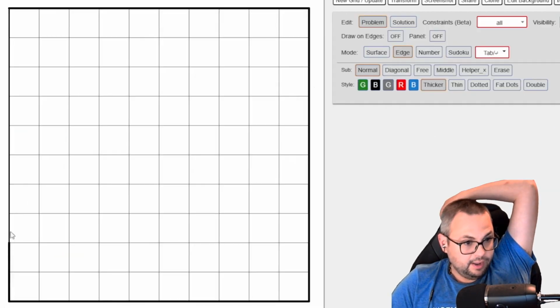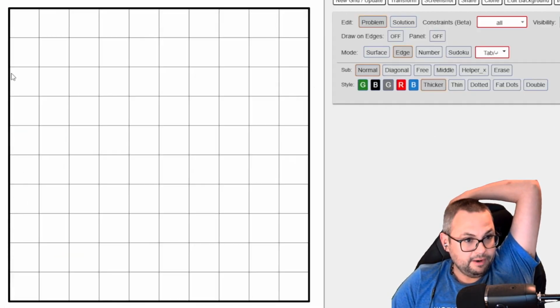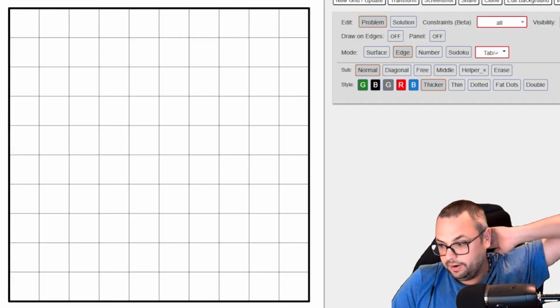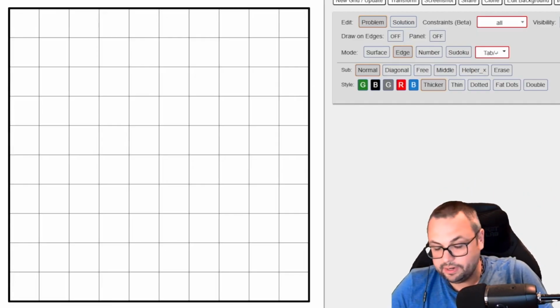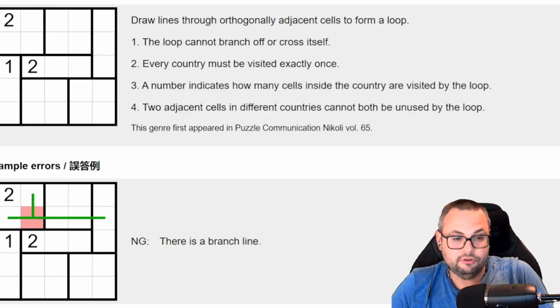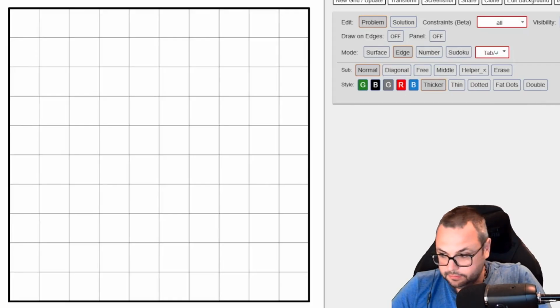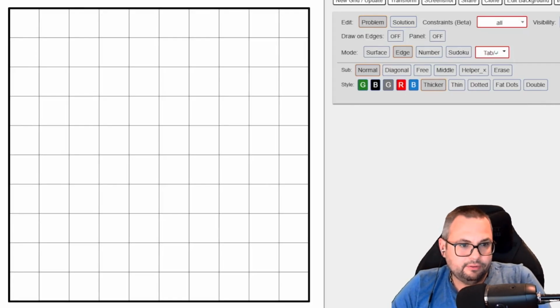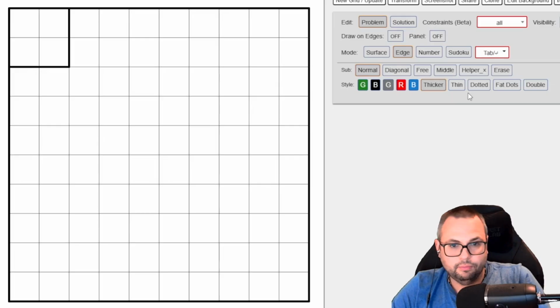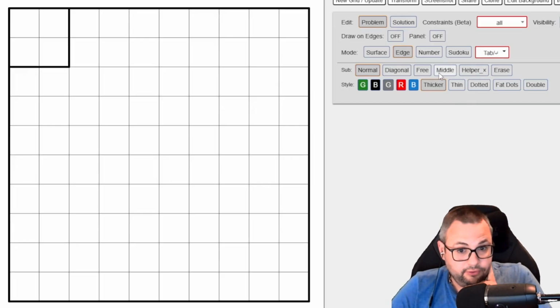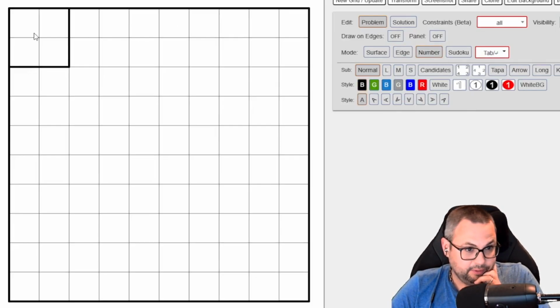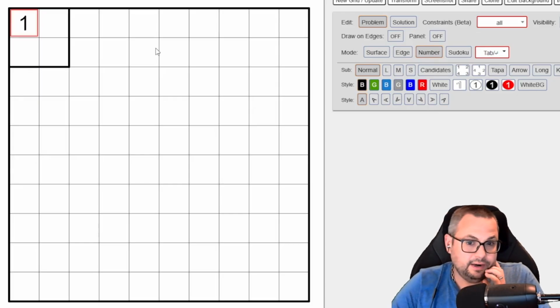And note that unlike Heyawake, I mentioned in Heyawake, if you're going to call a puzzle a Heyawake puzzle, it has to have rectangular regions. Country Road definitely does not have to have regions that are rectangular. Okay, so I think it's always good if you have a puzzle with a weird rule set to start off with a deduction that uses the weird rule set. And so the way that I'm going to do that is by putting a 1 here in this country up here.